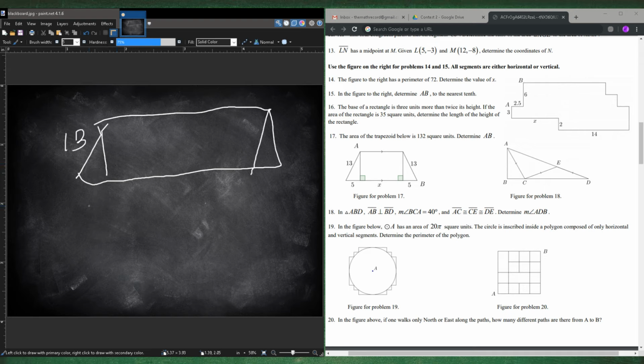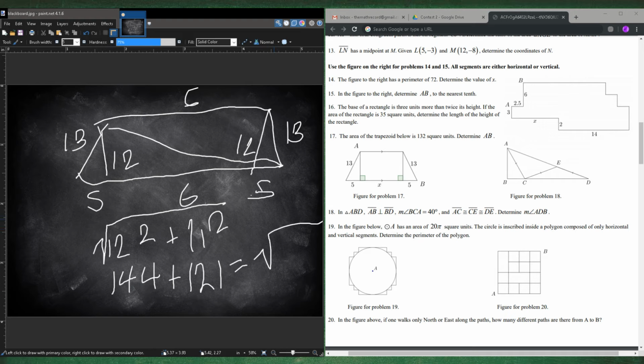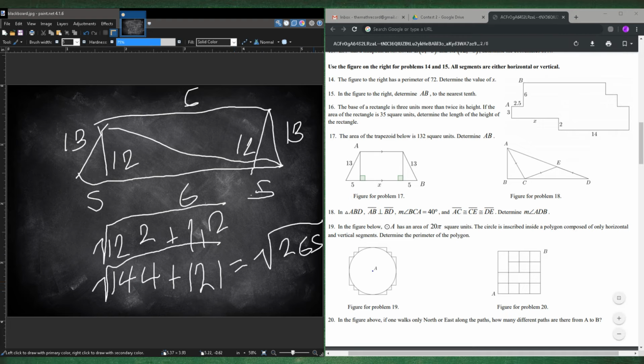So we have 13, 5, 12. This is 6. This is 5. That's 12. And that's 13. And that's 6. So we need to look for AB, which is just 12 squared plus 6 plus 5 squared, basically. So 6 plus 5 is 11. And then square root it to get the answer. So 12 squared is 144. 11 squared is 121. So that is equal to the square root of 265. The answer is the square root of 265.